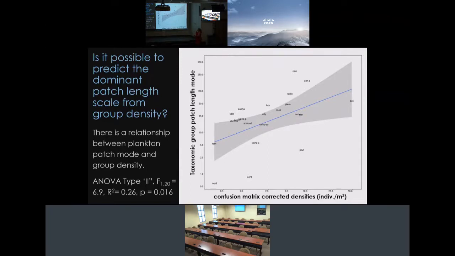But when we have the groups that are left, we see that there's not a super great, but still a linear relationship between plankton patch mode and the corrected densities, and it's significant. So there's a possibility that we could use plankton density as a way to predict what your dominant length scale is going to be in the horizontal framework.